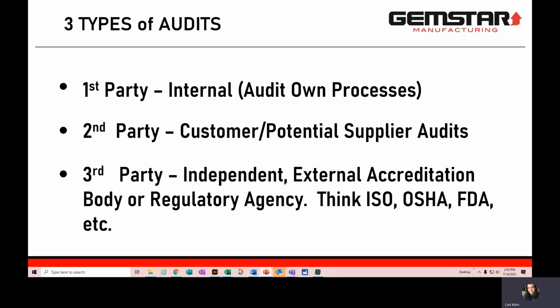So different types of audits all have different criteria, different scope. Just so you aren't confused with what we're doing here, this isn't a mini ISO audit. This is just technically a first party internal audit.